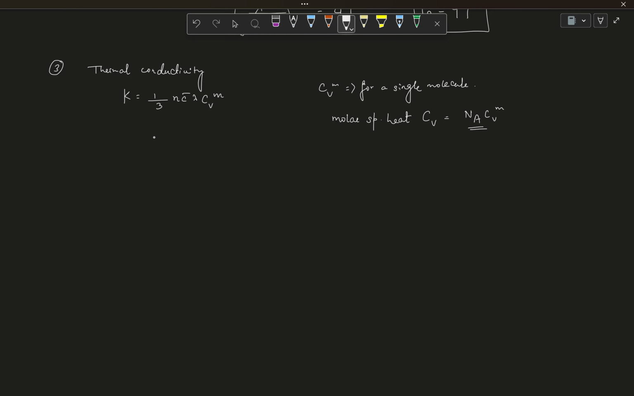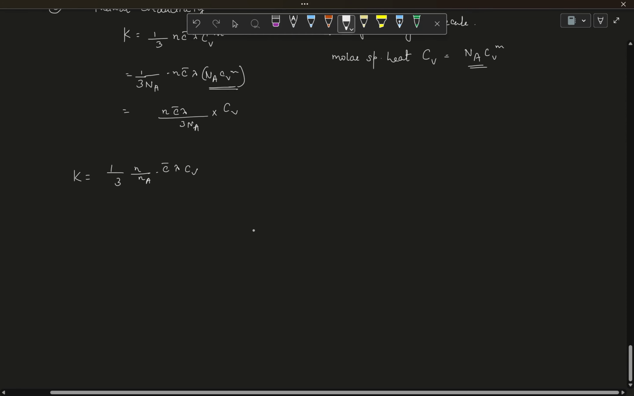So here you adjust the terms: you multiply by Na and also divide by Na. So what you get is this kind of a thing. Now you can separate these two terms and look at them separately: this is N C bar lambda by 3 Na, times Na CVM, and Na CVM is just your standard capital CV, the molar specific heat. So basically you get K equal to 1/3 N by Na into C bar lambda CV.